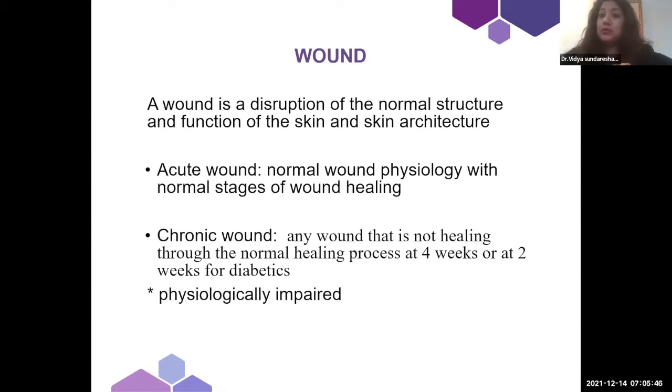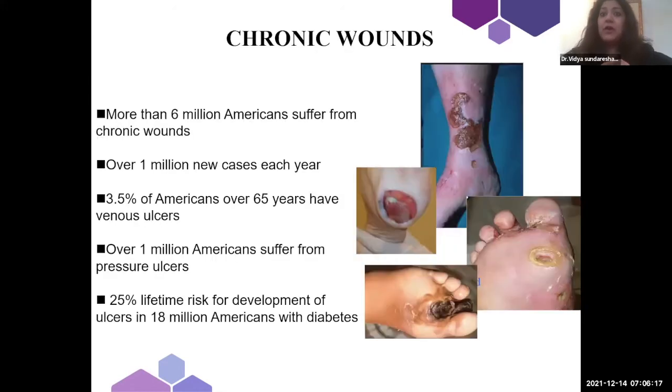So an acute wound, the timing, although they say any wound that has been present for more than 4 weeks, or for 2 weeks in diabetics, classifies as a chronic wound, we really don't adhere to this timing per se. Acute wounds are wounds with almost normal pathology, normal physiology, and they heal well. With chronic wounds, the healing process is impaired and there's some physiological impairment.